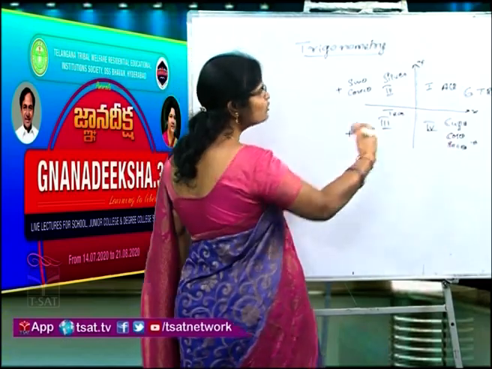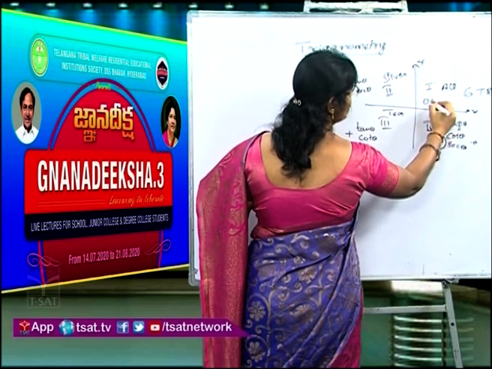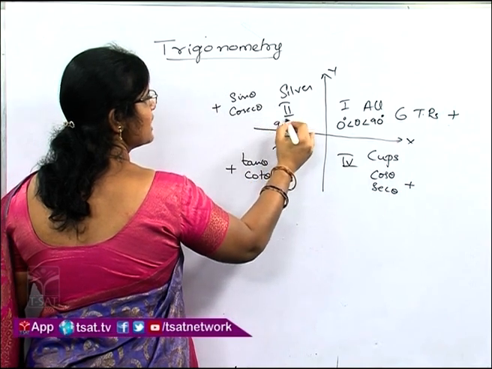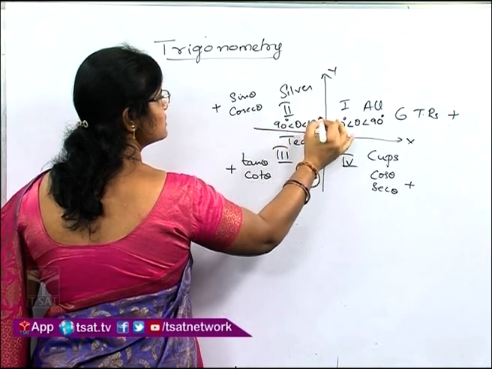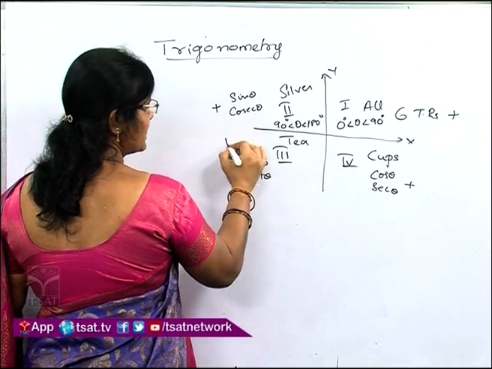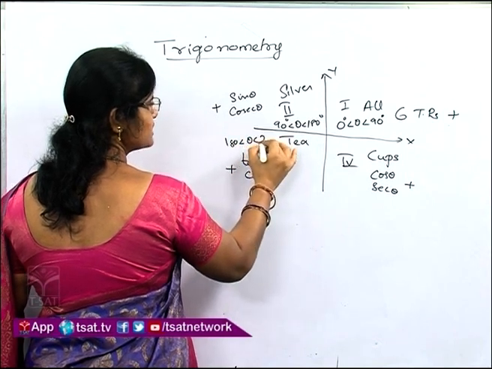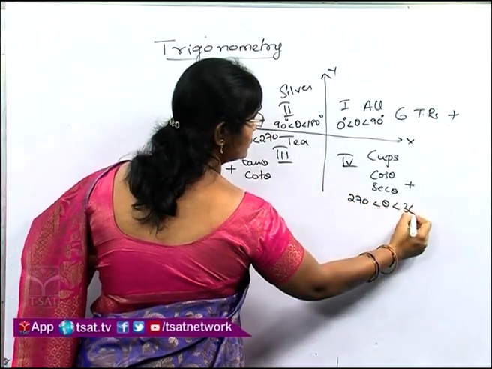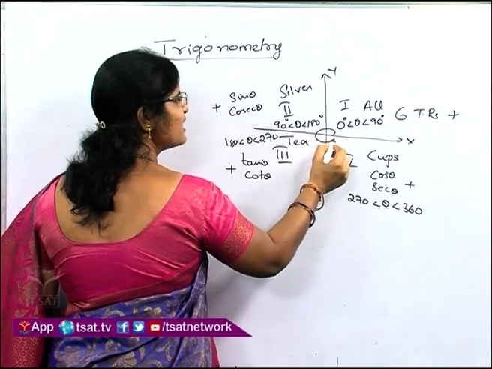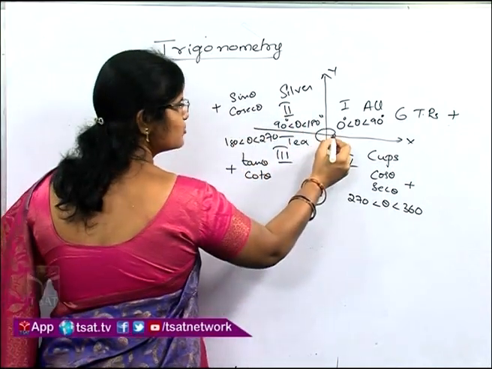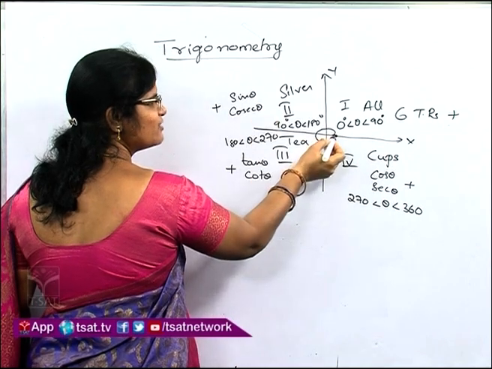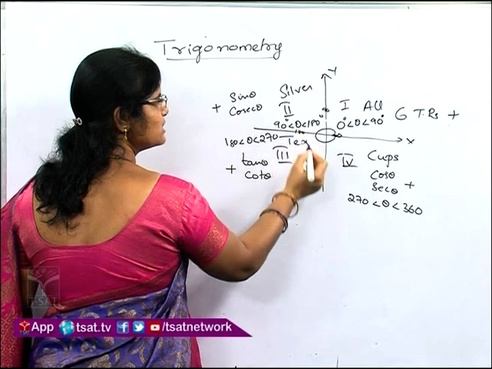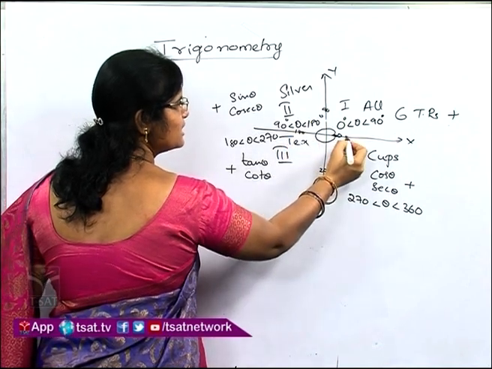Now how does theta vary? In the first quadrant, it varies between 0 degrees to 90 degrees. In the second quadrant, 90 degrees to 180 degrees. In the third quadrant, 180 degrees to 270 degrees. And the last one, 270 to 360 degrees. Children, we know that if we complete one rotation, the angle is 360 degrees. Here if we start here, it is 0, here 90, here 180, here 270 and here finally 360.